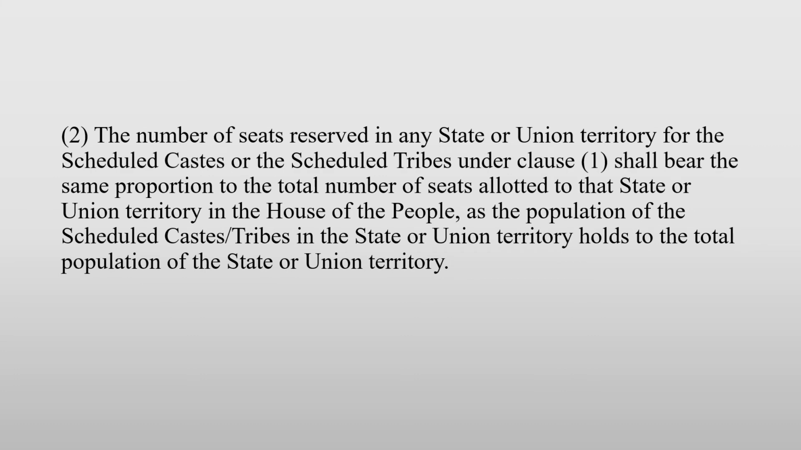The number of seats reserved in any state or union territory for the scheduled castes or the scheduled tribes under Clause 1 shall bear the same proportion to the total number of seats allocated to that state or union territory in the House of the People as the population of the scheduled castes or tribes in the state or union territory bears to the total population of the state or union territory.